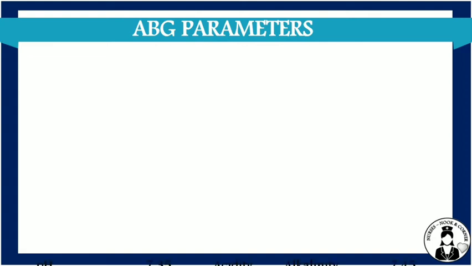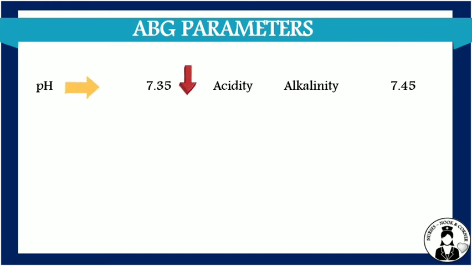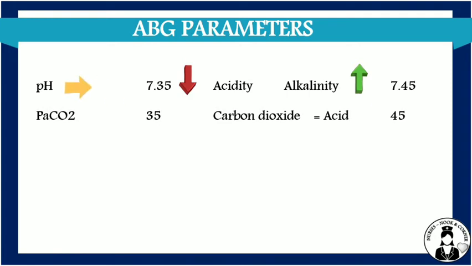The pH is to determine acidity and alkalinity. Normal value is 7.35 to 7.45. If it decreases, then acidic. If it increases, then alkaline. Next parameter is PaCO2, which measures the carbon dioxide. The normal value is 35 to 45. It's easy to remember because pH is 7.35 to 7.45, so just remember 35 and 45 for carbon dioxide.